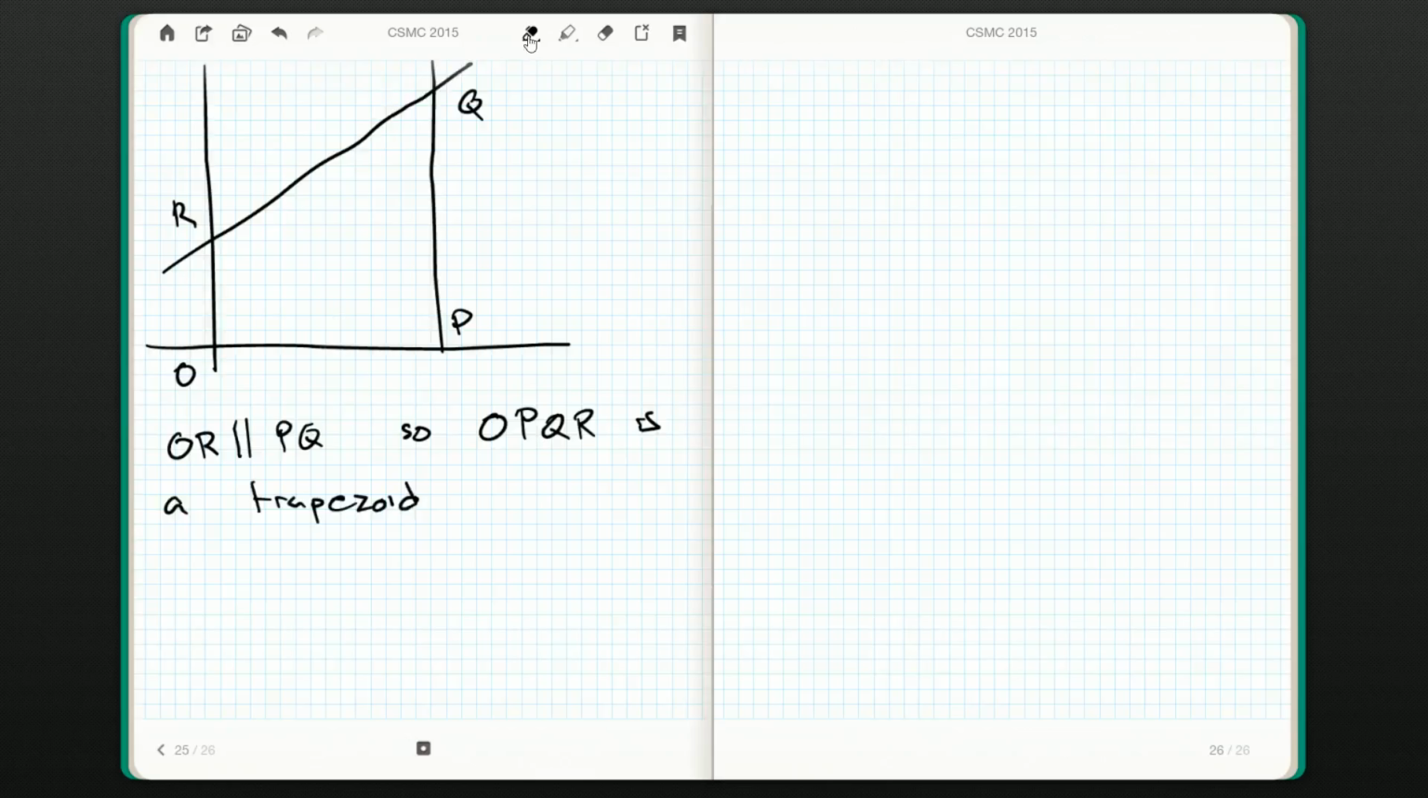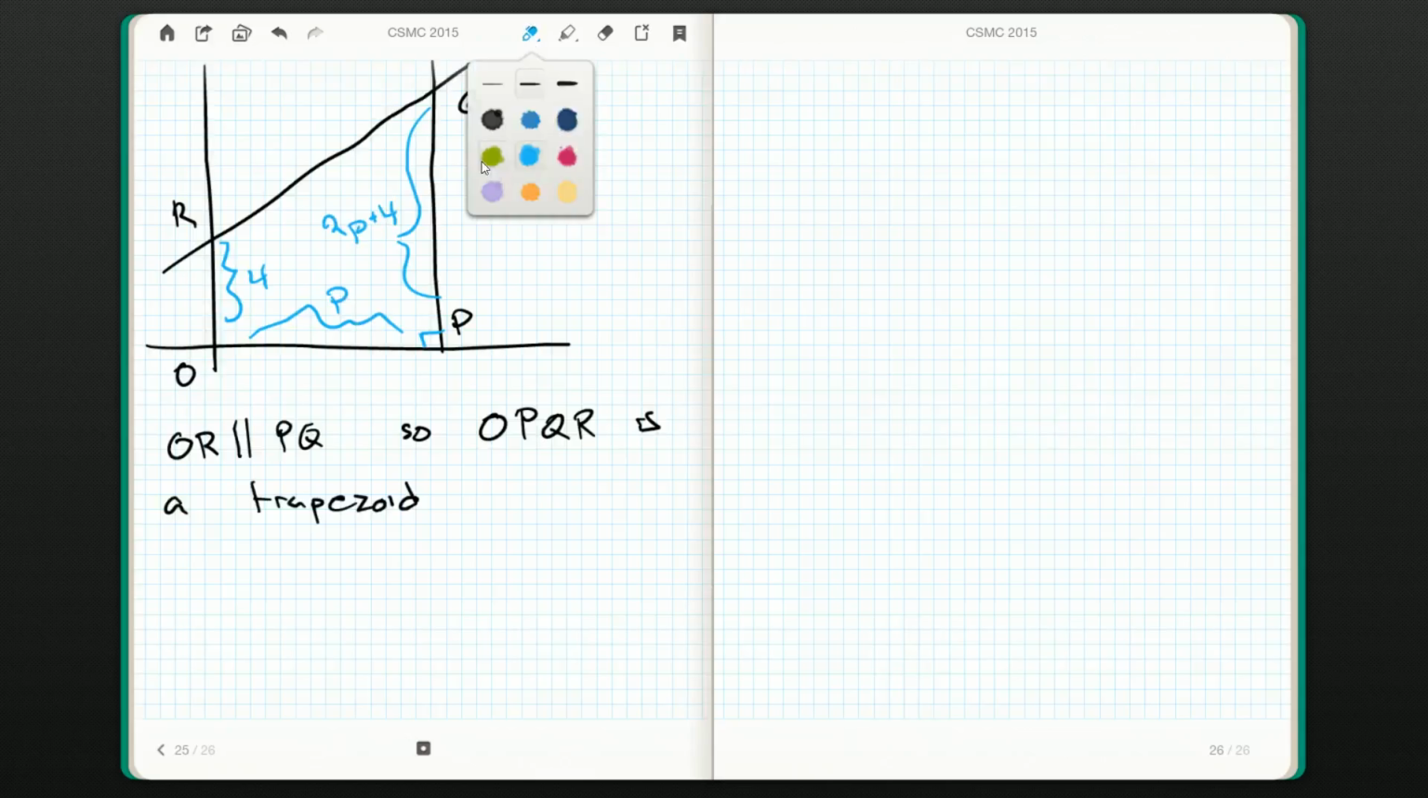Okay, we've got some lengths here. We know that this one is 4, thanks to part A. We know that this length here is 2p plus 4, thanks to part B. This is p right here, and that's the height, and we don't need any other piece of information.